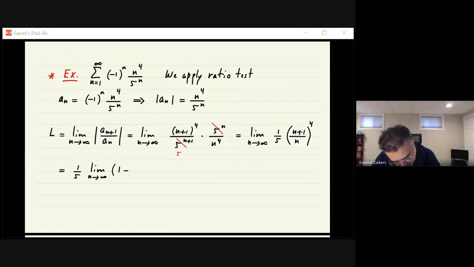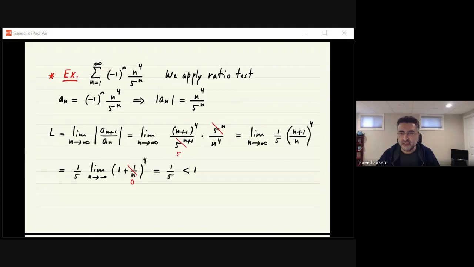If you want to know why that limit is 1, just break it as n over n plus 1 over n. So if you split it like that to the power 4, then you see that this thing will go to 0 as n goes to infinity. So this is 1 to the fourth, which is 1. And you get 1/5 as the final answer, which is less than 1.